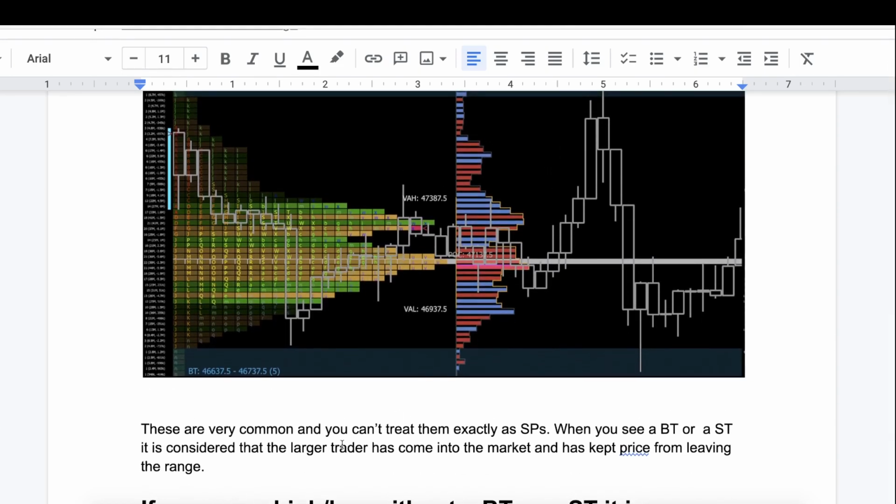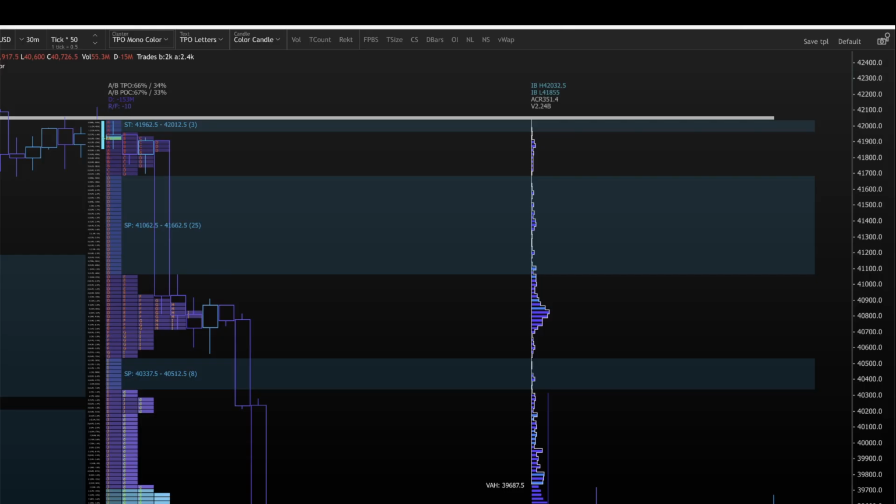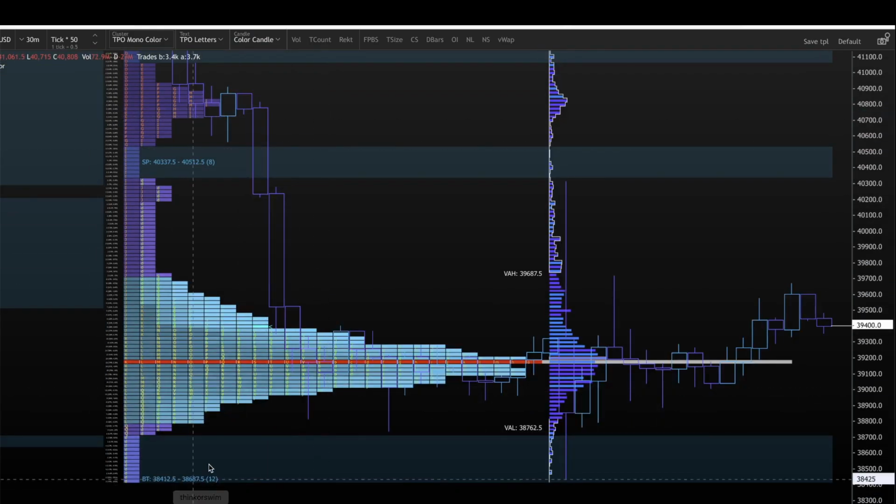We cannot treat them exactly as single prints because a lot of times they don't really get filled the way single prints get filled. Okay, they're in a class of their own, but they're still technically single prints. Okay, we can see right here we have 3. This is our selling tail. Down here we have 12. This is our buying tail.